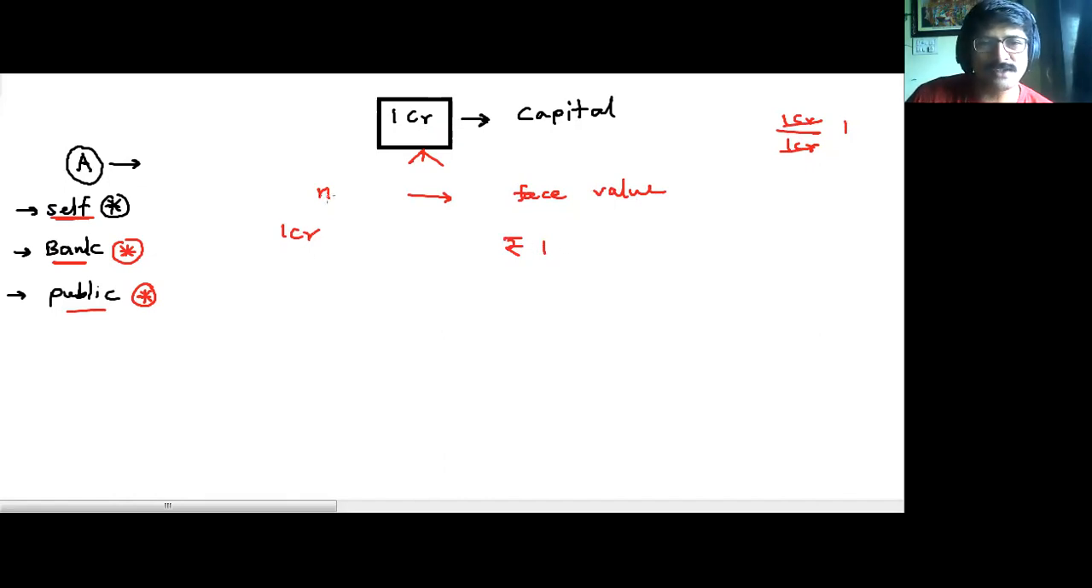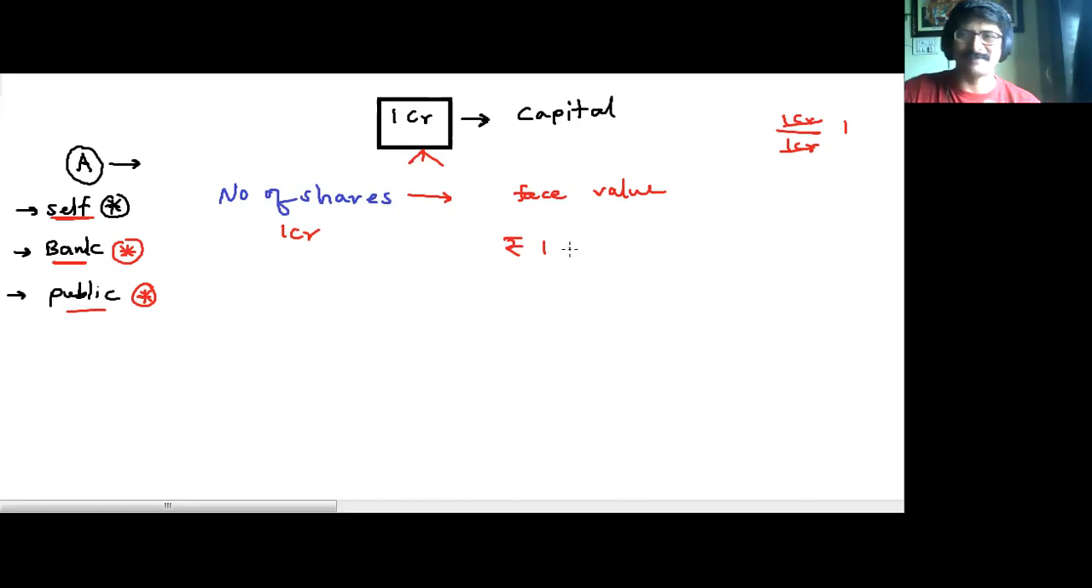So 1 crore is the number of shares. Just convert this to number of shares. So if there are 1 crore shares, then the face value of each share becomes rupee 1.